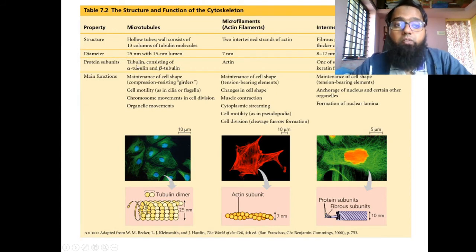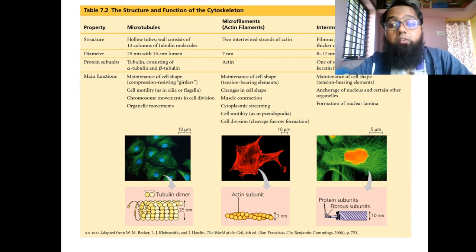The protein subunits present in the microtubules are tubulin, alpha and beta tubulin, and in the microfilaments it is actin protein. In the intermediate filaments it is a very different type of protein, found in the keratin family. That means generally proteins from the keratin protein family. Then the functions are also comparable; they have slightly different functions to perform, which is very clear on the screen.